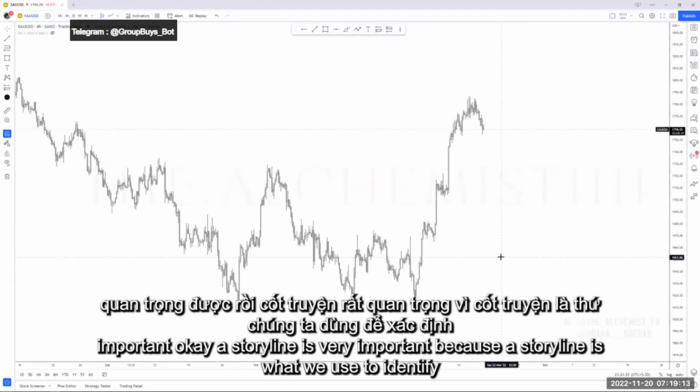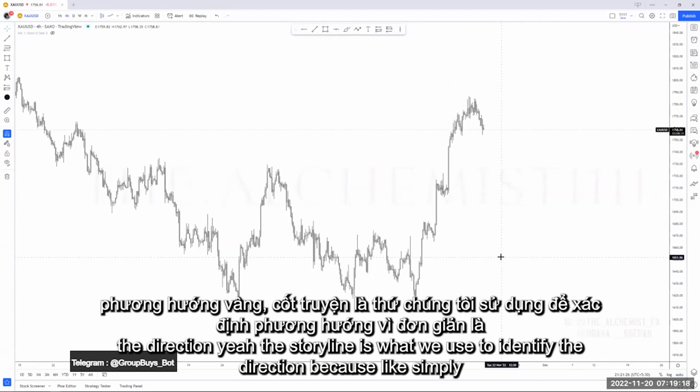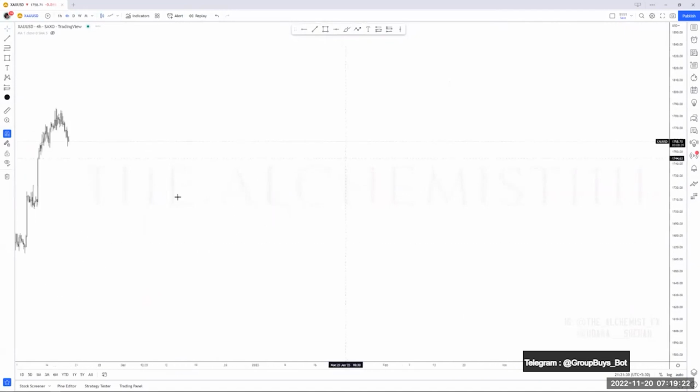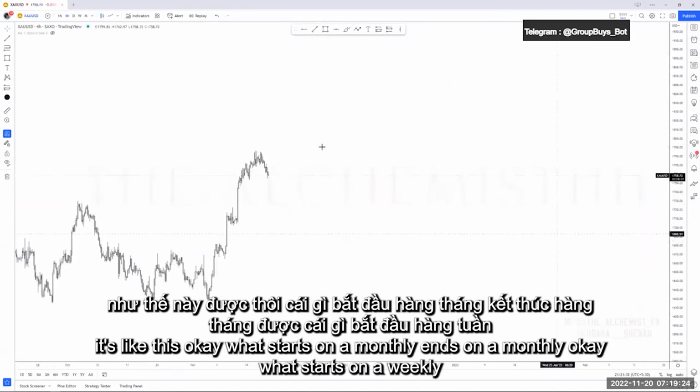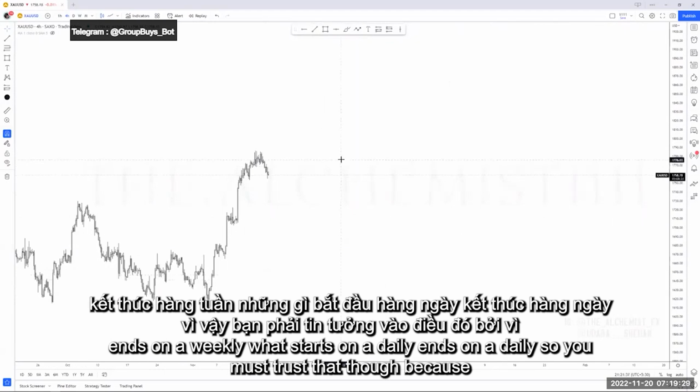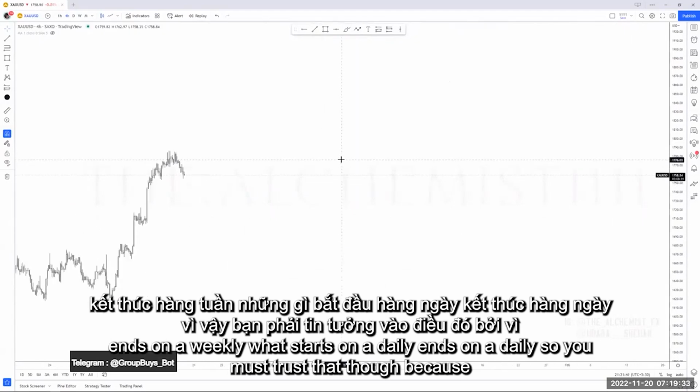A storyline is very important because a storyline is what we use to identify the direction. Simply, it's like this. What starts on a monthly ends on a monthly. What starts on a weekly ends on a weekly. What starts on a daily ends on a daily. So you must trust that, because that's the thing.